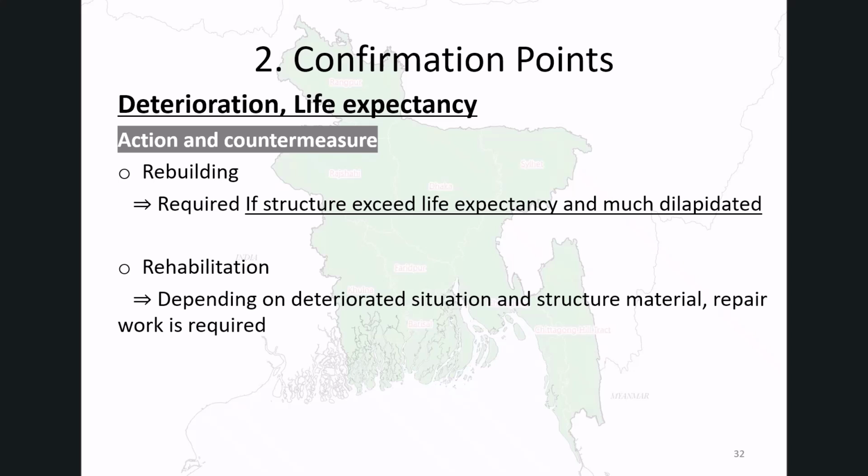As a countermeasure against structural deterioration, reconstruction is required if the structure has exceeded its service life. If the deterioration is minor, or if the service life has not been exceeded but partial deterioration is observed, repair work is necessary.